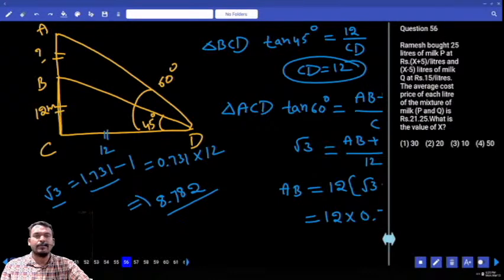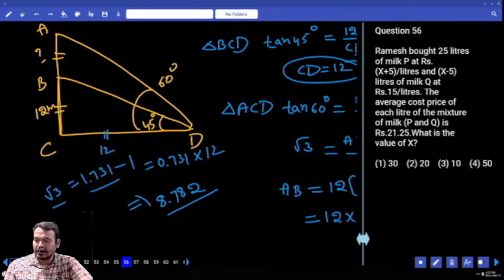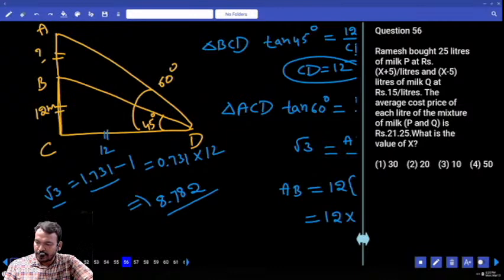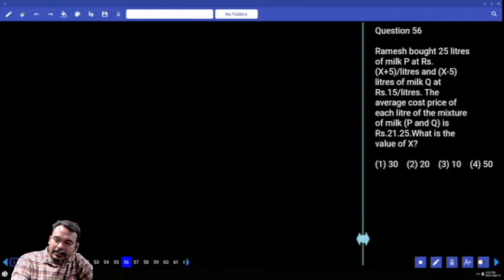Question number 56. Ramesh bought 25 liters of milk P at x plus 5 rupees per liter, and x minus 5 liters of milk Q at 15 rupees per liter. The average cost price of each liter of the mixture of milk P and Q is 21.25. What is the value of x?